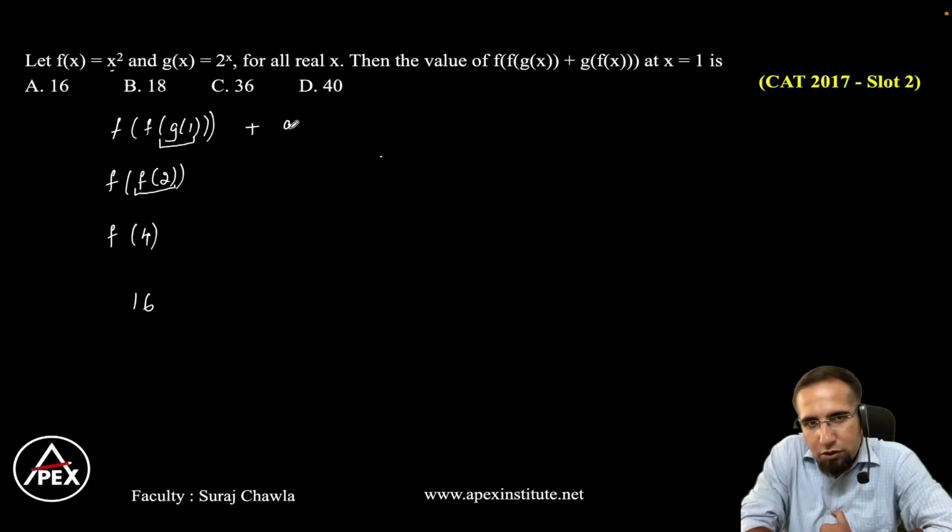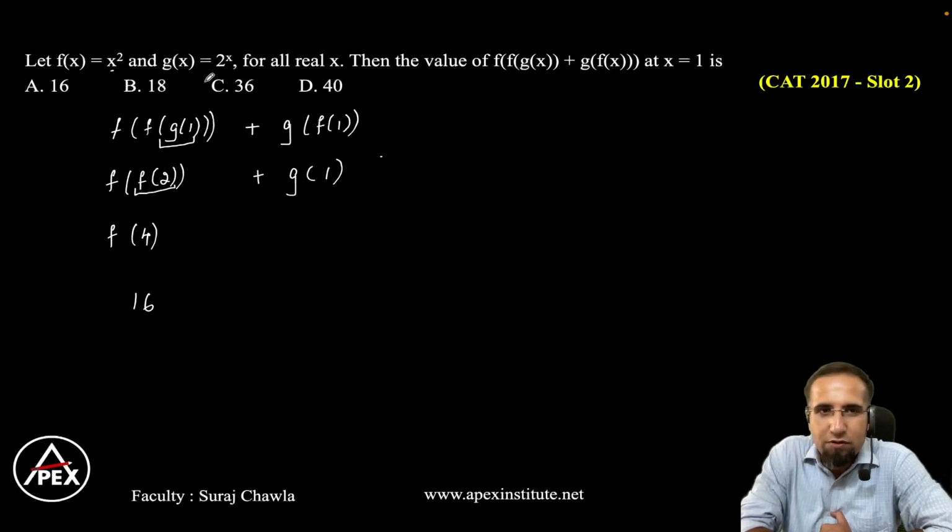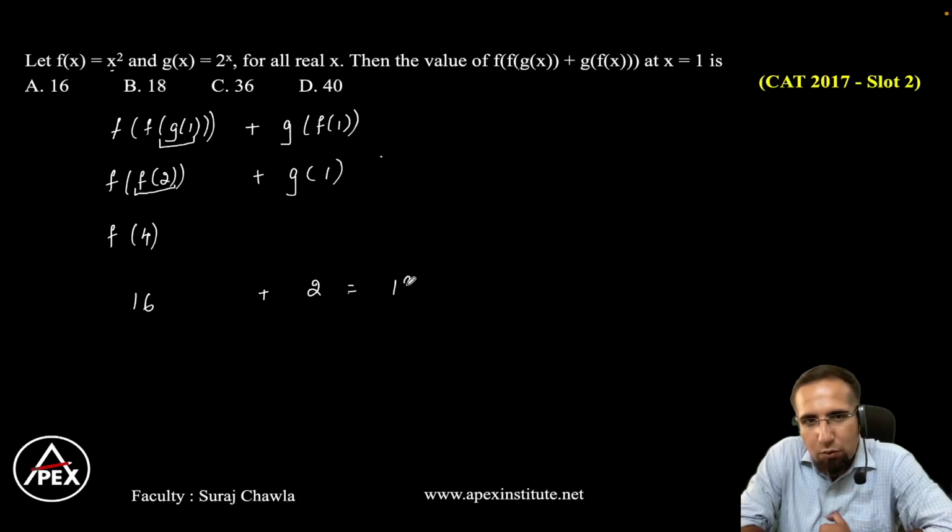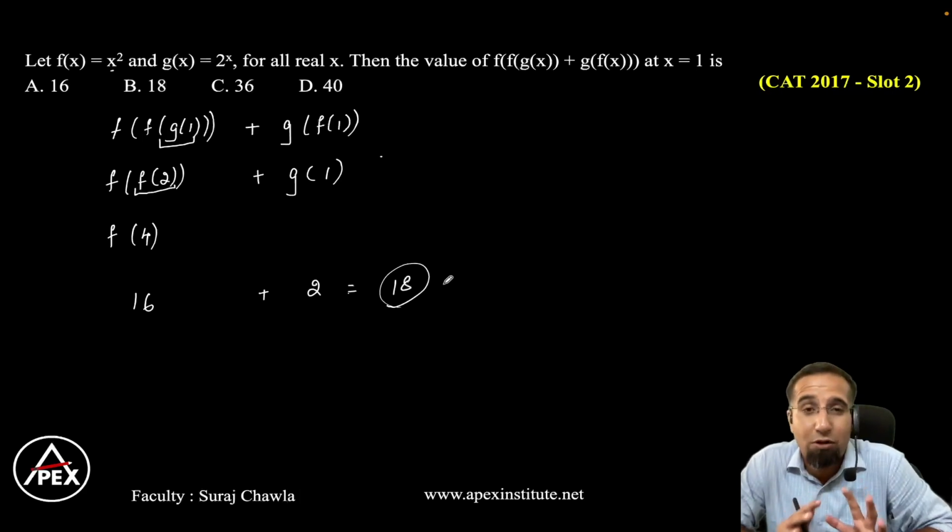Similarly, I want g of f of 1. Now f of 1 is 1 square, that is 1, which means eventually I want g of 1. What is g of 1? g of 1 is 2 to the power 1, that is equal to 2. Therefore our final value here becomes 16 plus 2, that is equal to 18, and this is how you can solve these questions in the most simplified form.